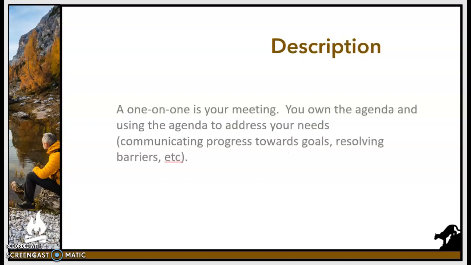So as a description, the one-on-one is going to be your meeting. When we say your, I mean, literally your. In a workplace, you would own the agenda and you're going to use the agenda to address your needs. So you're going to communicate that agenda prior. And when we get to the end, we'll talk about how you want to pre-publish an agenda so that the person that you're meeting with is going to be able to adequately prepare, get the appropriate mindset, and investigate anything they need to in order to be present and be effective in that meeting.